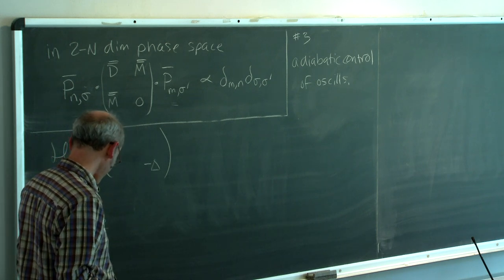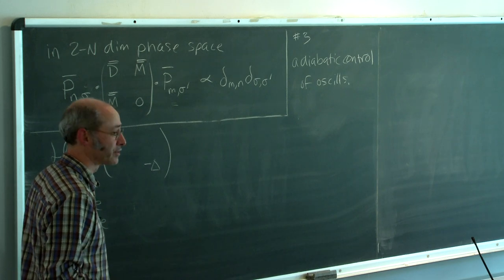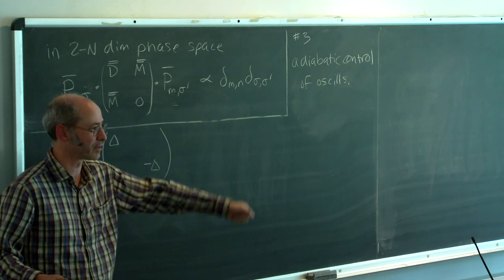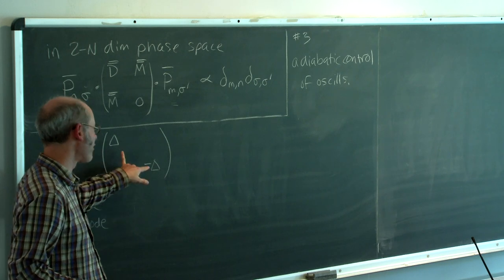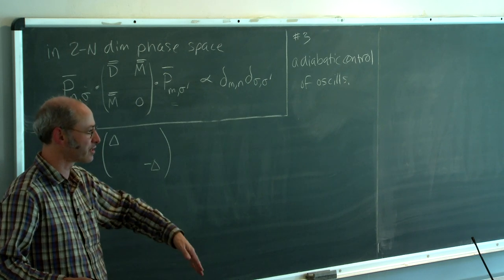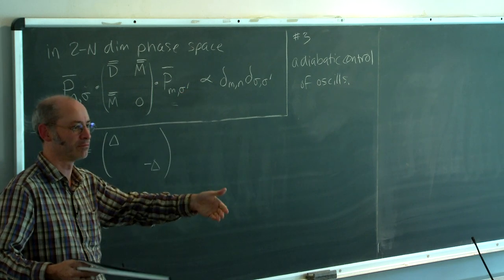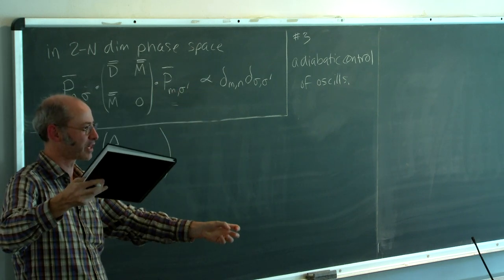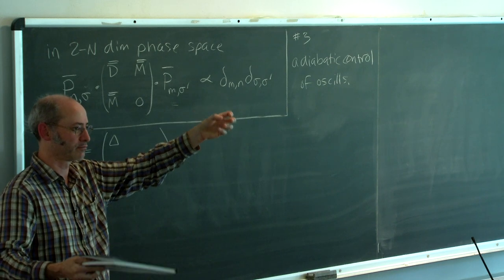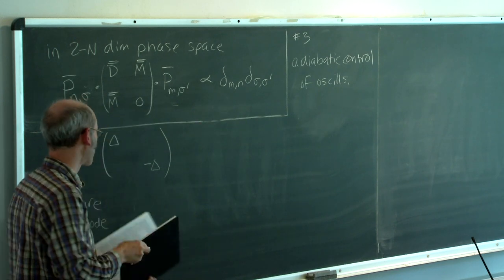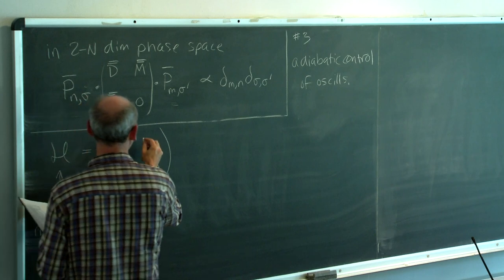So then the eigenvalues of this matrix would just be delta and minus delta. These would be the frequencies of my two oscillators. And apparently the variable is chosen such that whenever I change it, the frequency of one oscillator goes up and the frequency of the other oscillator goes down. So these could be two pendula, and I'm making one string shorter and the other longer. Just two oscillators. At this point, they're uncoupled.